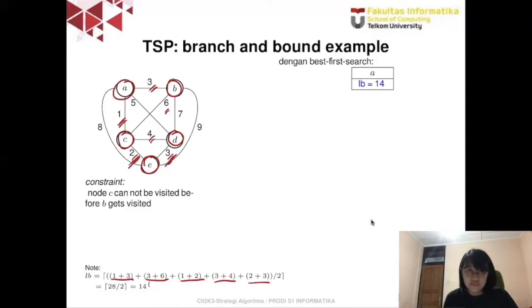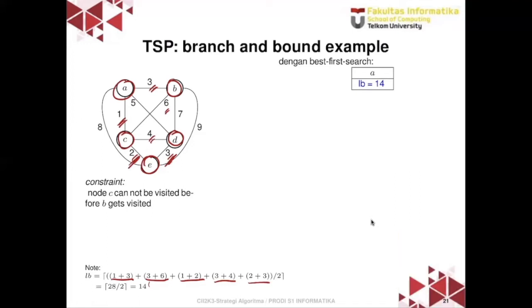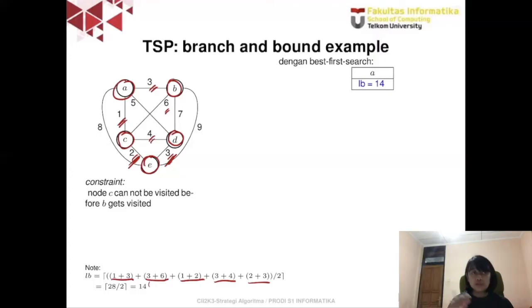So we have this. And again, because we sum up the weight of two edges for each node, we need to divide it by 2. And here we need to round it up to make sure that we will not miss the gap between this and the next integer. Okay, so again, like the other case study, here we choose an active leaf with the best lower bound, and because we only have one leaf, we don't have any other option.